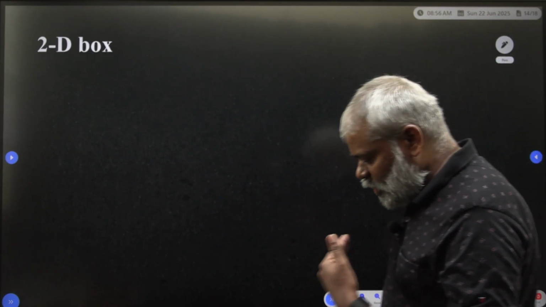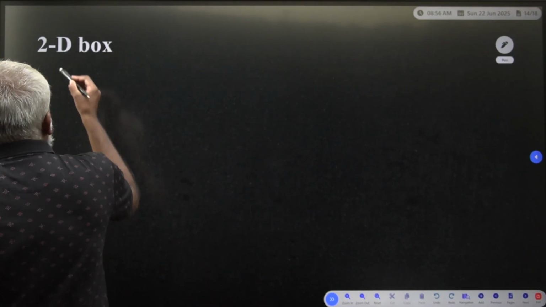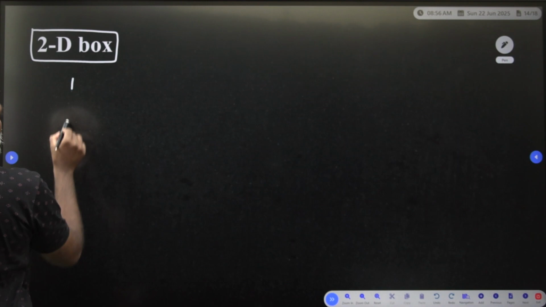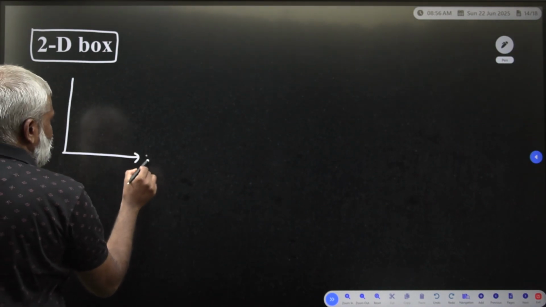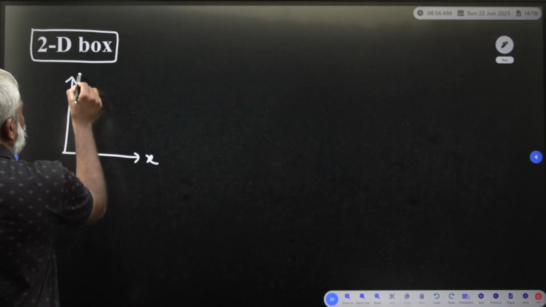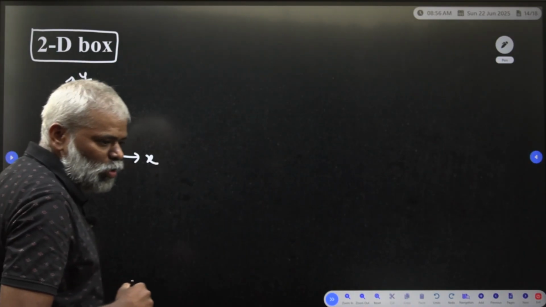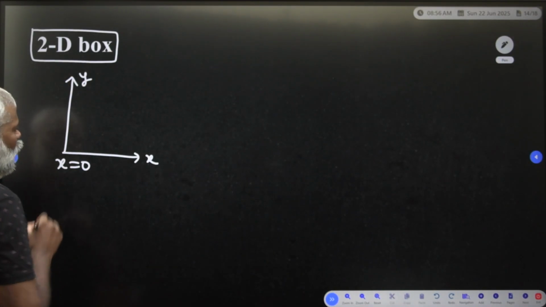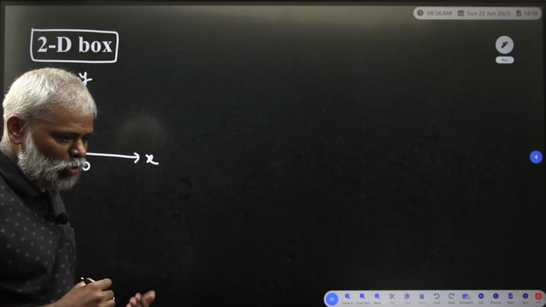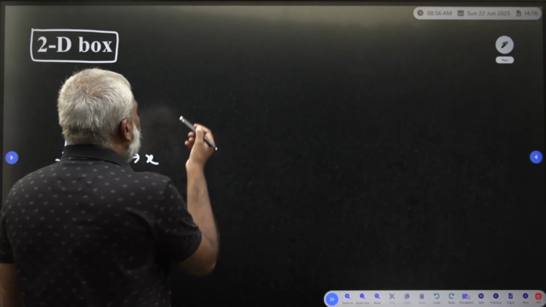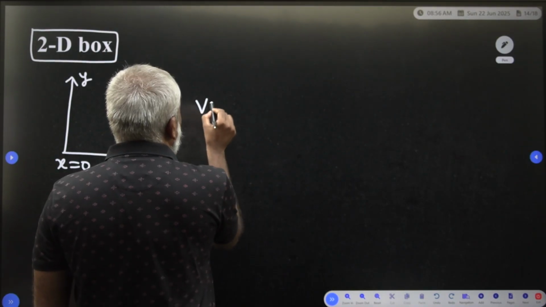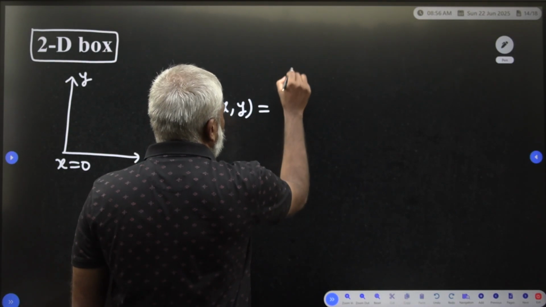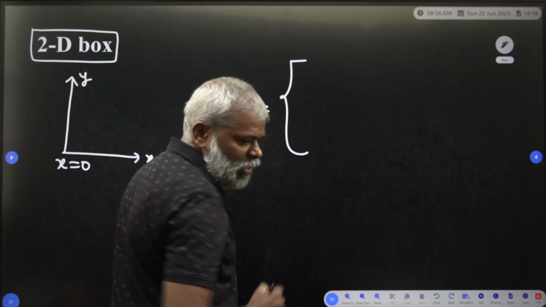Suppose we want to take a two-dimensional box. What is the two-dimensional box? Consider this is the x-axis, and now write a y-axis. At x is equal to 0, this is the two-dimensional box. This is the diagram. Now define the potential of the two-dimensional box: V of x comma y is equal to 0.